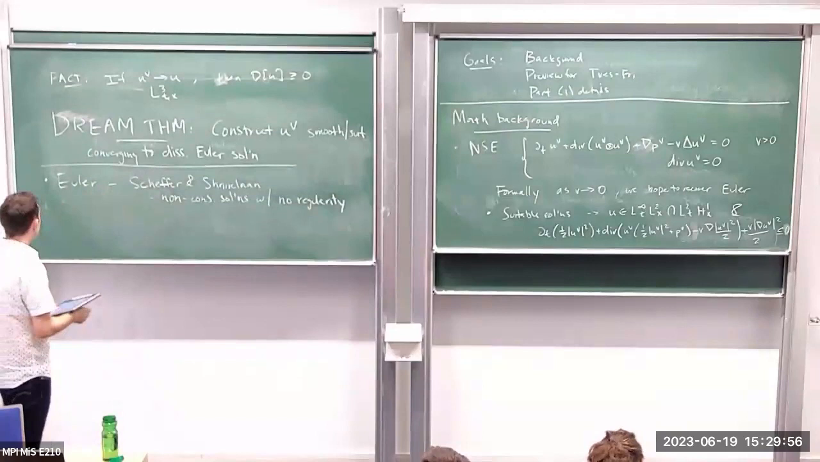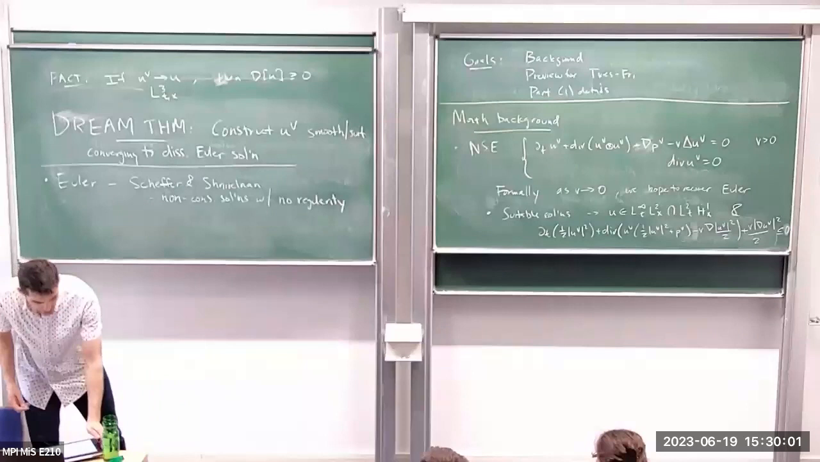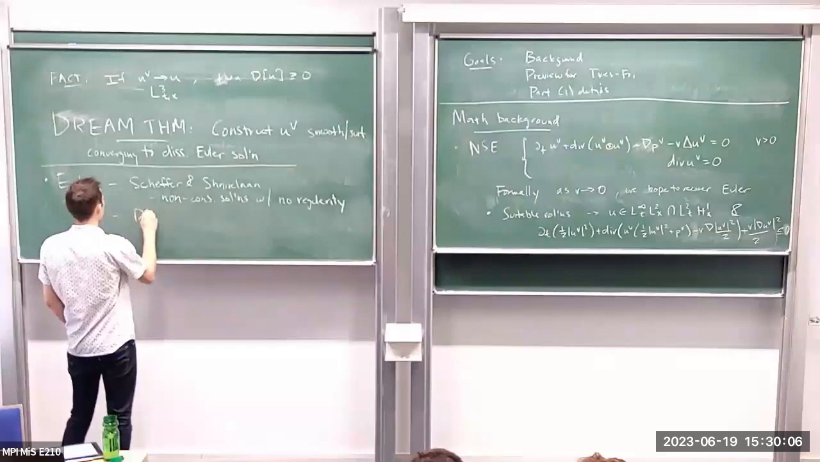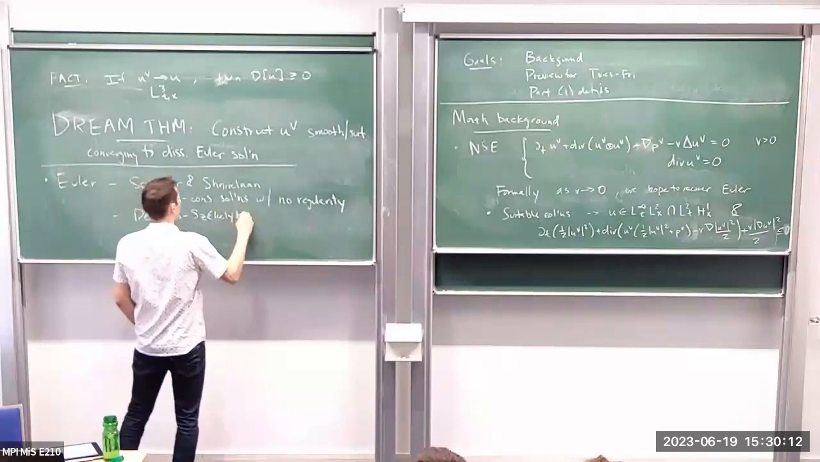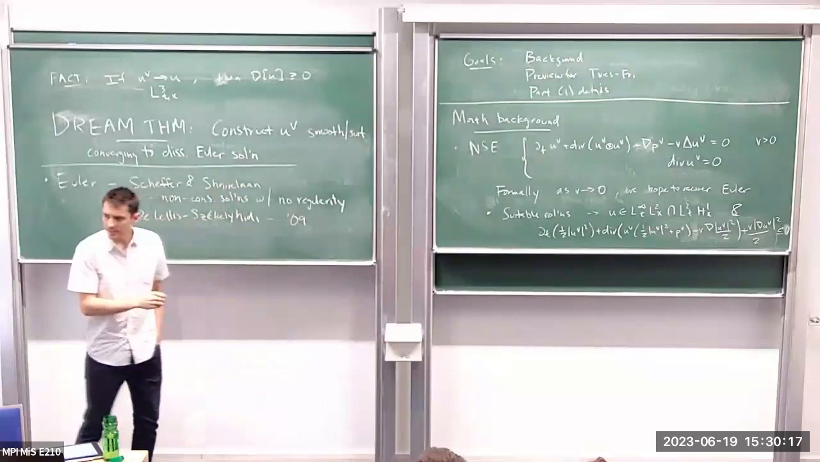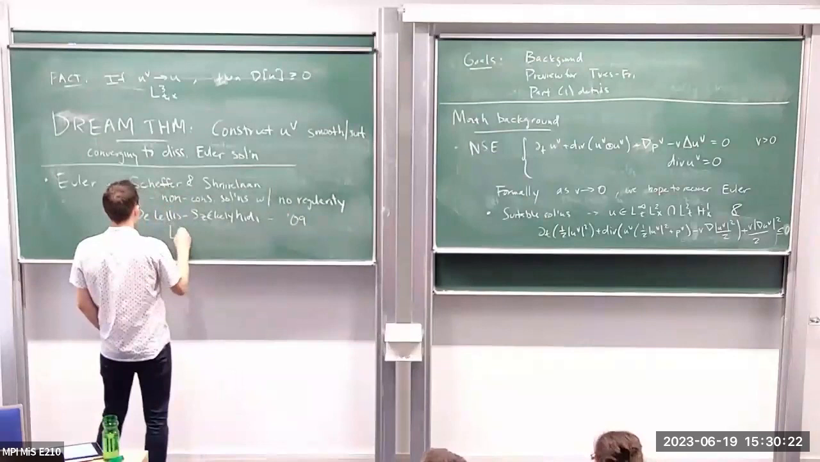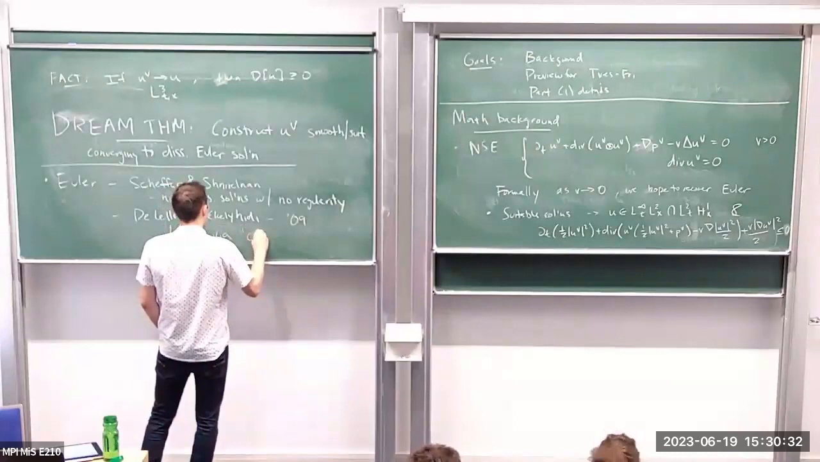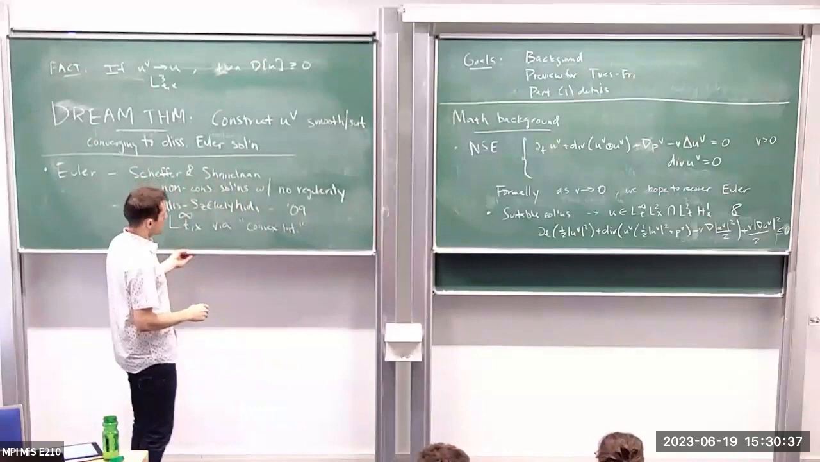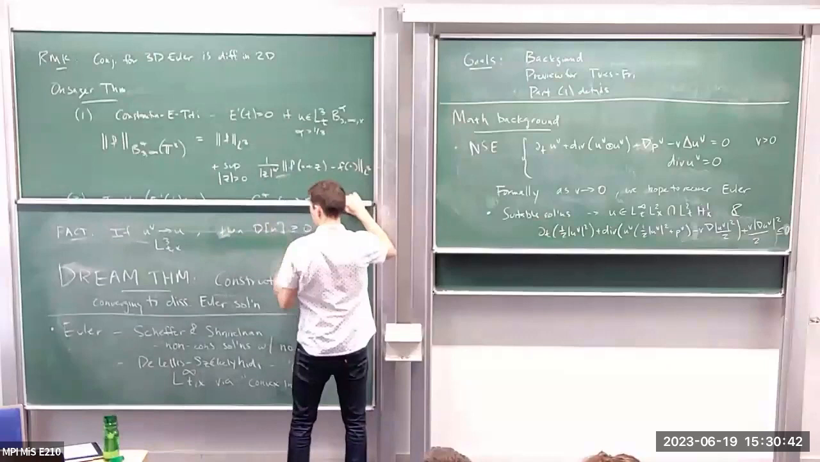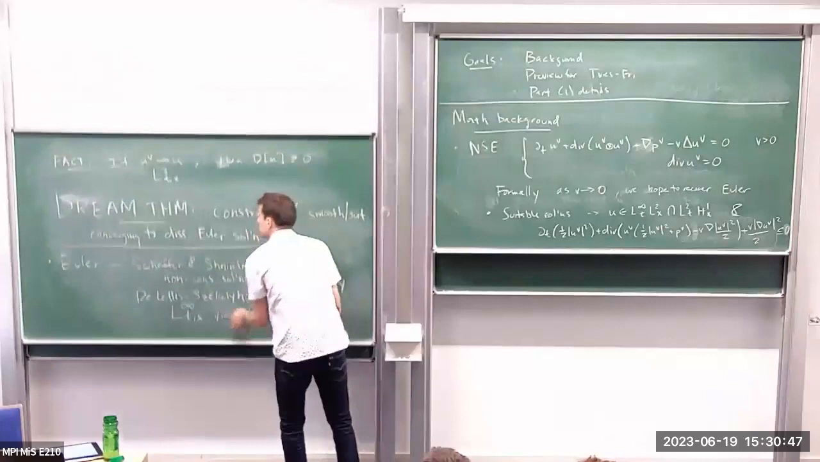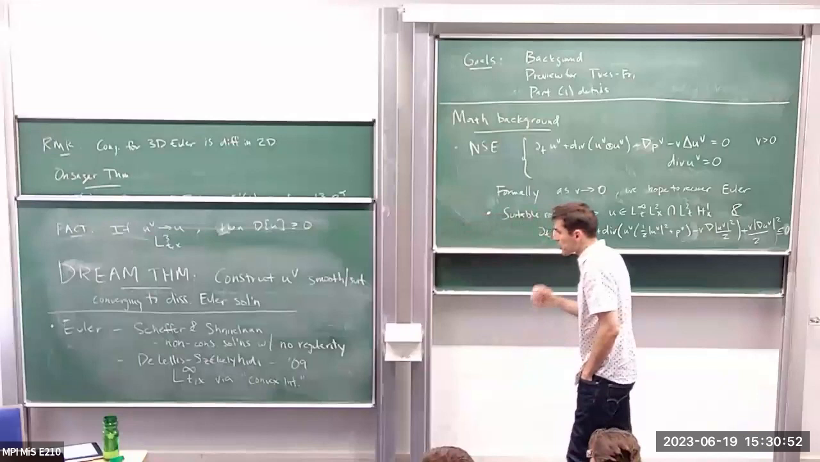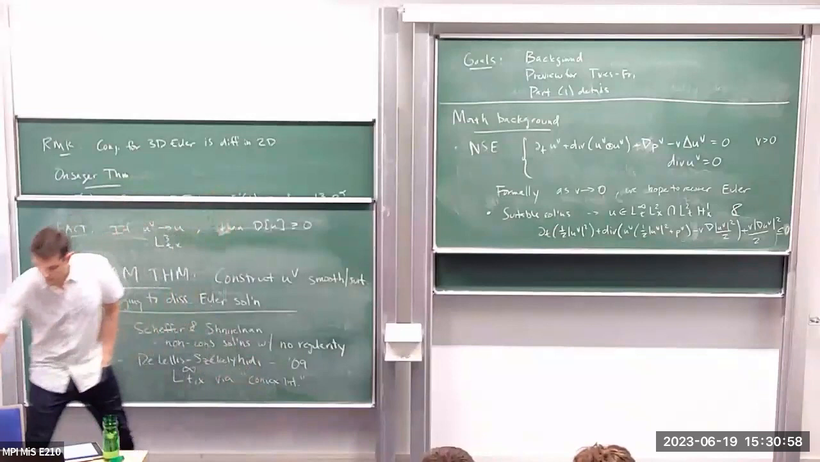And the first construction, which was in the direction of regularity, was due to De Lellis and Székelyhidi. And I think it's 2009, although you may know better than me. But this construction gave solutions which were bounded in space and time via so-called convex integration methods. And shortly after their construction of bounded weak solutions, they gave the first construction of Hölder continuous solutions.